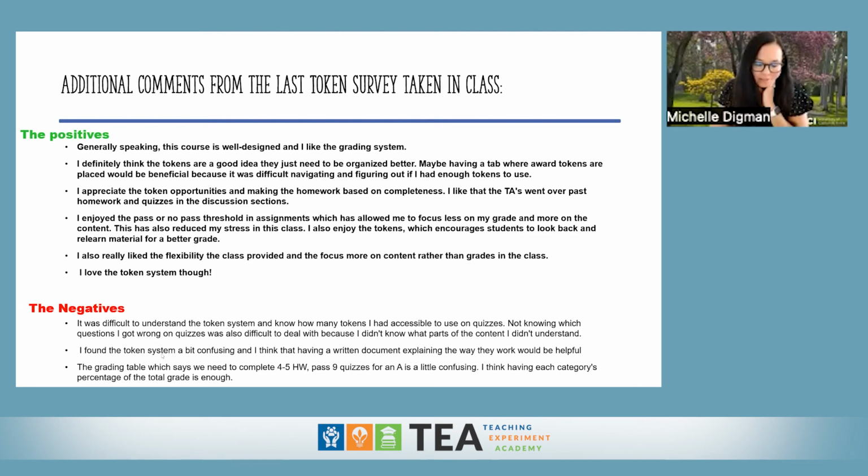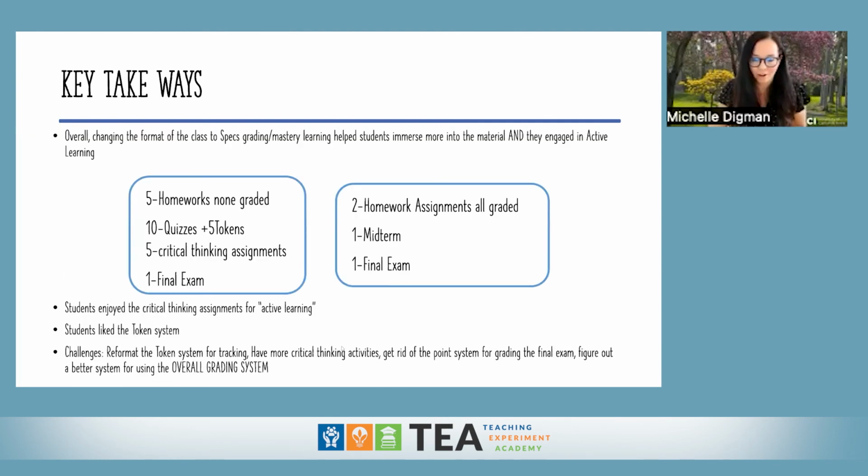Most of them found the token system a little bit confusing. It was hard to track for them. It was hard to track for me. So I have to find a better system to do that. Then they thought that the grading table, which says that they needed to complete these homeworks and pass 9 quizzes for the A, is a little confusing. But going into this next time, I have a better idea as to how to present this to the class so they're not confused.